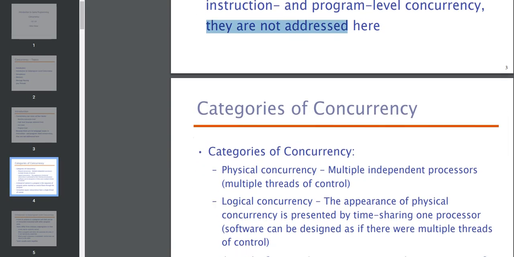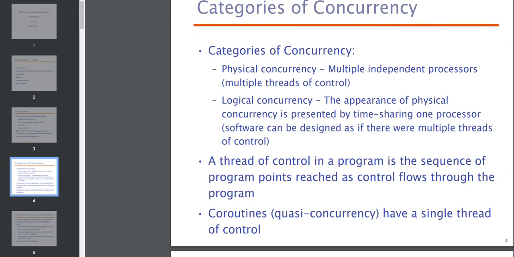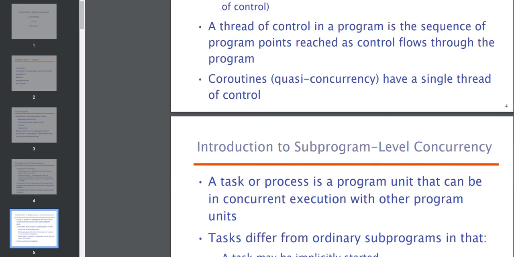Categories of concurrency: physical concurrency, multiple independent processors, and logical concurrency. The appearance of physical concurrency is presented by time sharing one processor. Software can be designed as if there were multiple threads of control. A thread of control in a program is the sequence of program points reached as control flows through the program. Category: quasi concurrency has a single thread of control.